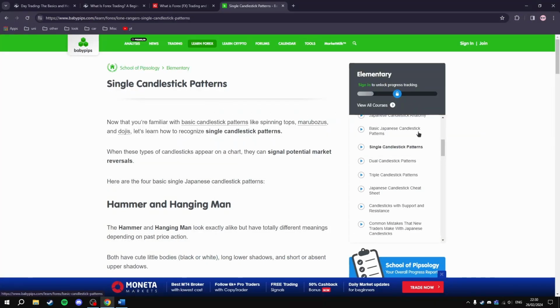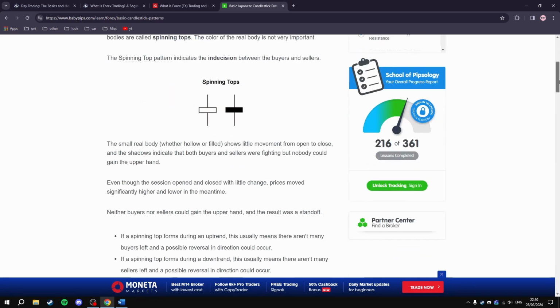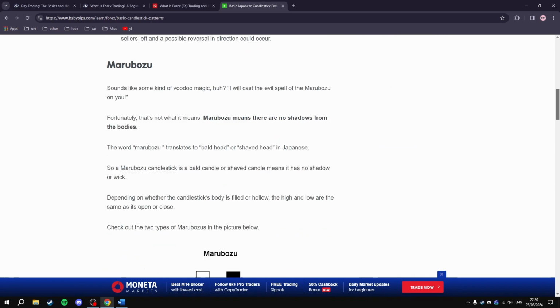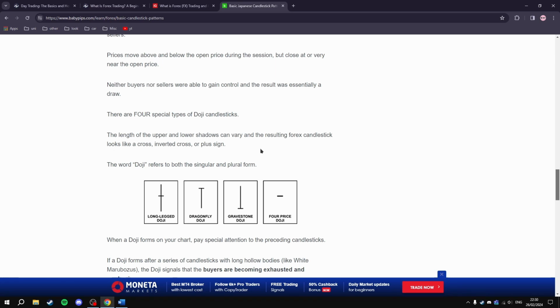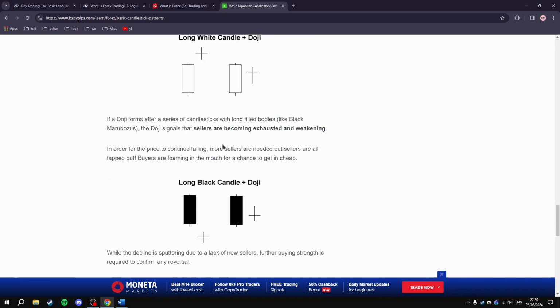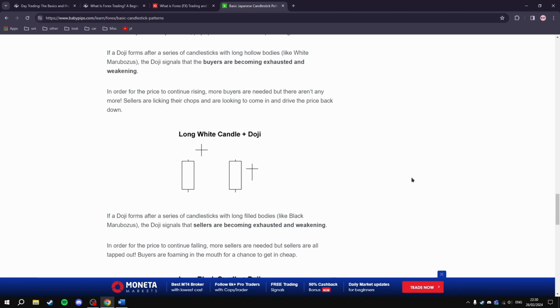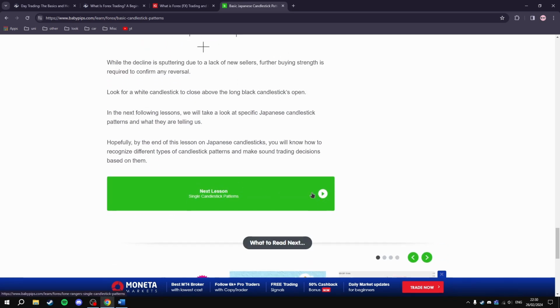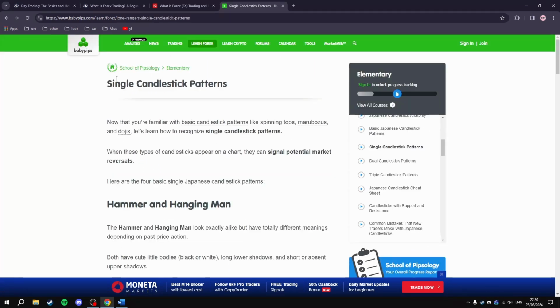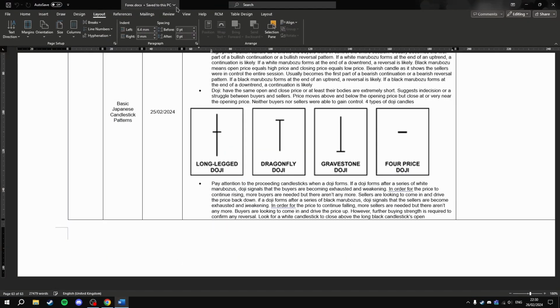In the last video we went through the basic Japanese candlestick patterns. We met the spinning top, the Marubozu, and the four dojis. There are some situations regarding the candlestick before or after the doji. Now we're on single candlestick patterns. So let's get started.